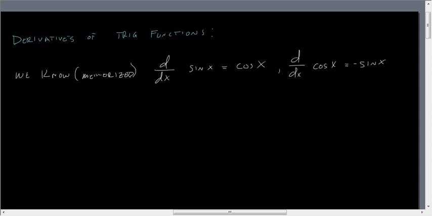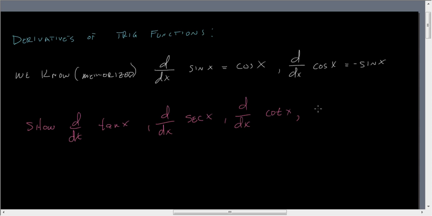Okay, so with only that knowledge we are armed with, we are going to show what the derivative of tangent is. And then we're also going to take a look at secant. And we're going to take a look at cotangent and cosecant. Okay, so we've got 4 other functions that we're going to take a look at.